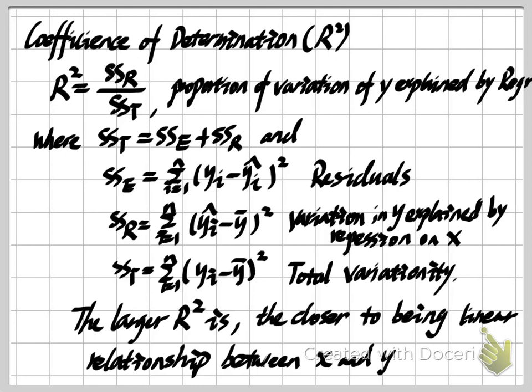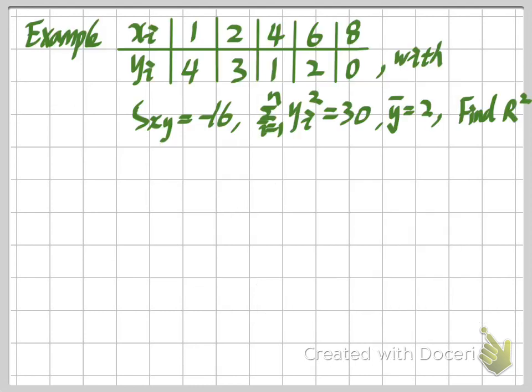Now let me use one example to explain it. Let's look at this example. We have the data set, with 5 pairs of data in these tables. Just for short, for this example, I'll give you some more information. The first is s sub xy. The second is the sum of the squares of our y. The third is our sample mean of y. The question asks us to find the R square.